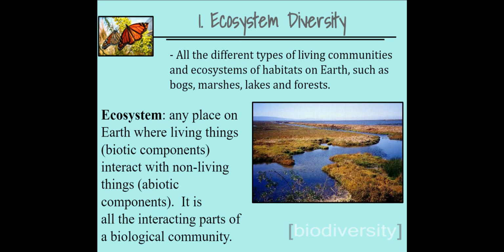Ecosystems, as a definition, are any place on the earth where both living things, which we call biotic, and non-living things, which we call abiotic, are interacting together. There are lots of different types of ecosystems on Earth. You have bogs, marshes, lakes, forests. A city, for example, is an ecosystem. They're all different because essentially it's where living things and non-living things interact. Non-living things are like water and rocks. Remember, they're components of living things. So any non-living things mixing with living things is an ecosystem.